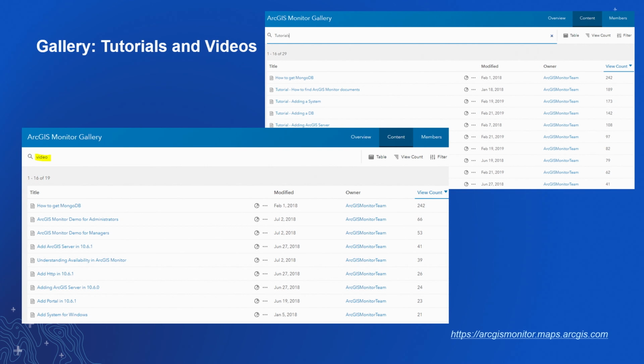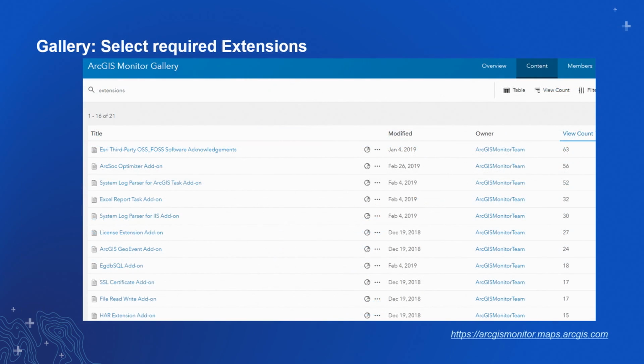So before you start installing, you should be aware that we have a gallery. And in the gallery, we have videos and tutorials. If you prefer to watch, it's there. Most average users can just click through the UI and the UI will guide you. But in some cases, the one thing that you should be aware of is that the gallery has extensions.